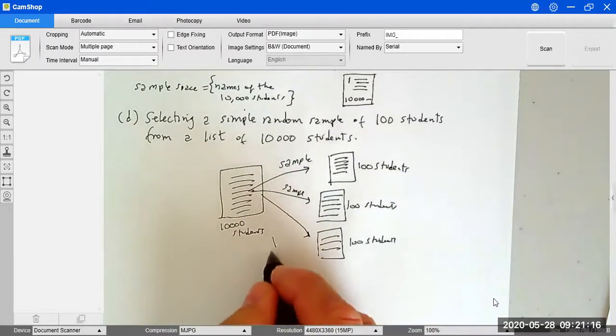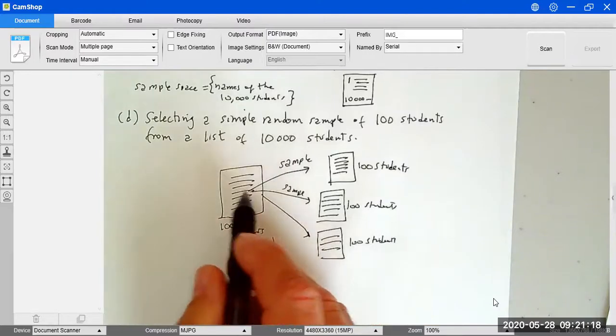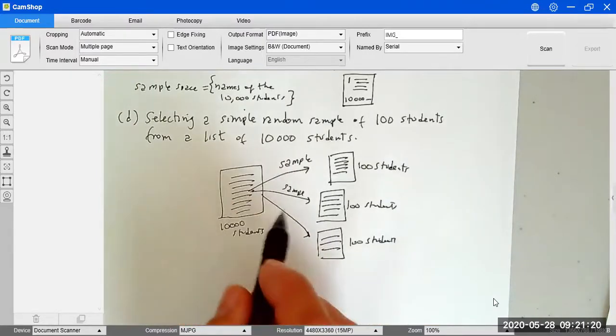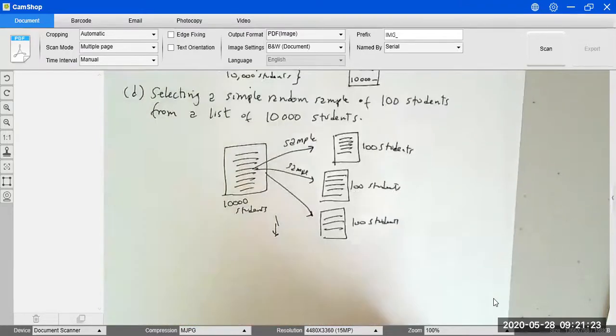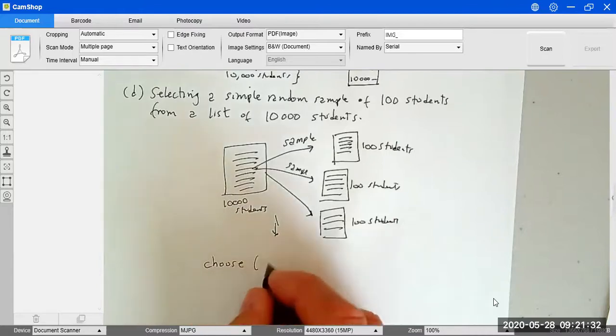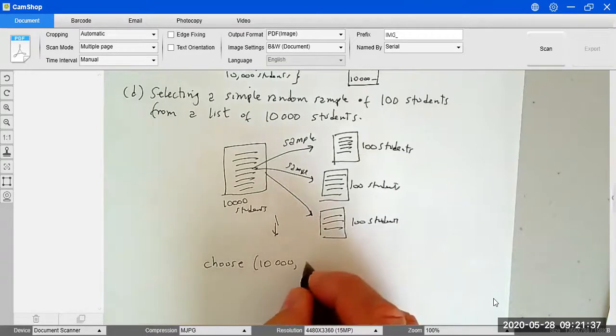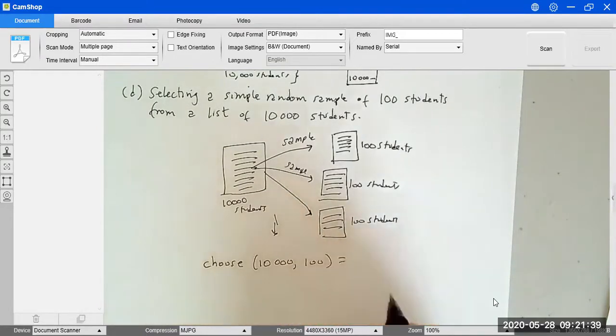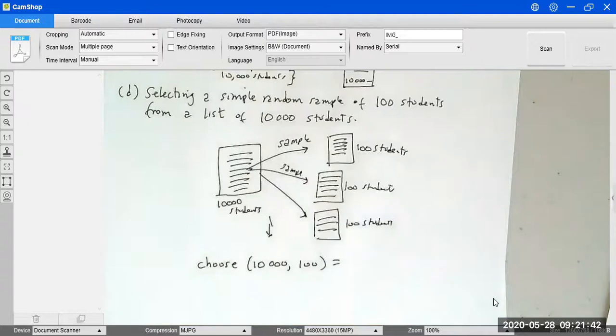So there are going to be a lot of combinations that you're going to have here by playing with this list. So you can use a command in R to find all the possible combinations. The command is choose. You're going to choose 10,000 students in groups of 100 students. If you do this in R, you're going to get a huge number. So let's do that just for you to see how R is going to help us solve this kind of problems.